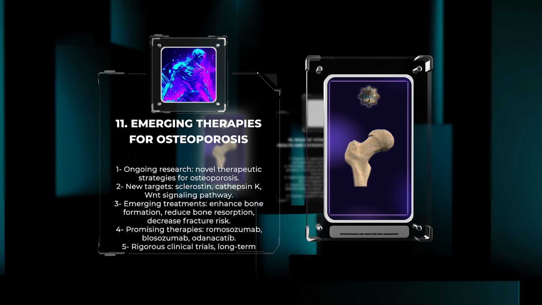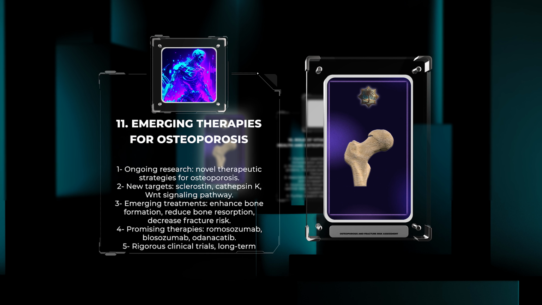Promising therapies include osteoanabolic agents like romosozumab and blosozumab, as well as novel anti-resorptive drugs like odanacatib. While these therapies hold immense potential, rigorous clinical trials and long-term safety data are essential before widespread implementation. Let us now turn our attention to the final topic of this script.